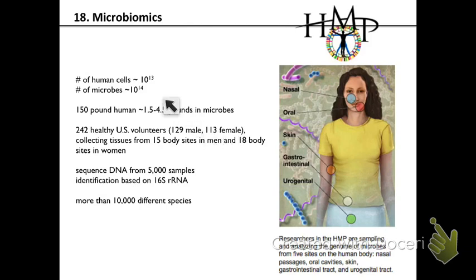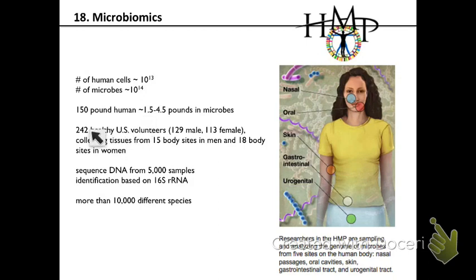So just to tell you how many bacteria and microbes live in our body, it's actually pretty substantial. In an average human, the number of human cells is 10 to the 13, and the estimated number of microbes that live in the human body is 10 to the 14. So essentially, although we're by mass more human, by number we're more bacteria, right? So how does that relate to mass? For a 150-pound human, that's about 1.5 to 4.5 pounds of microbes, right? So you can think of it like a home for the microbes.